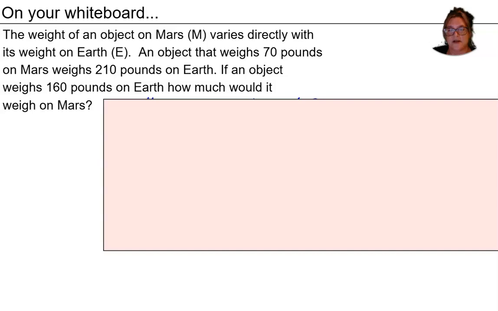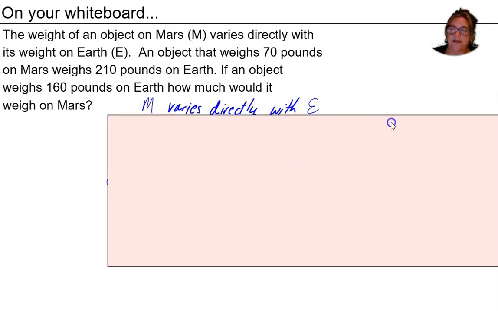Okay, go ahead and pause the video and give this problem a try. The weight of an object on Mars, M, varies directly with its weight on Earth, E. An object that weighs 70 pounds on Mars weighs 210 pounds on Earth. If an object weighs 160 pounds on Earth, how much would it weigh on Mars? When you're ready to go over the answer together, you can resume the video.